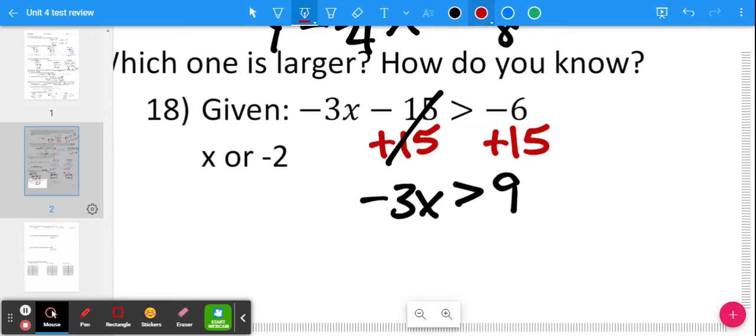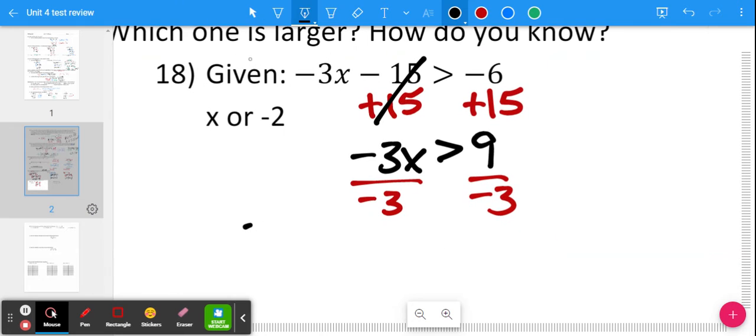So then our next step is to divide by x's coefficient of -3. And since we're dividing by a negative, we have to flip that inequality. So 9 divided by -3 is -3. So it asks, which is greater, which is larger, x or -2?